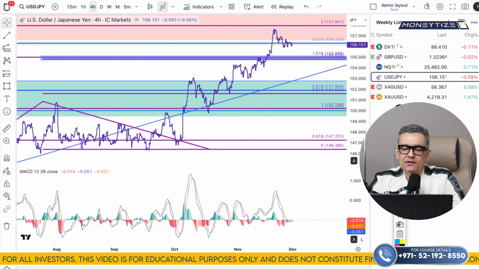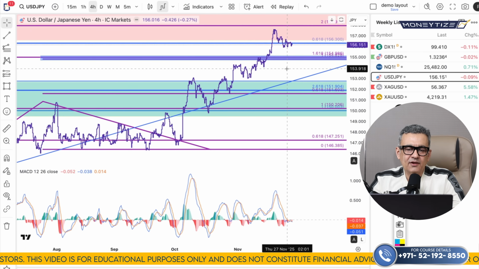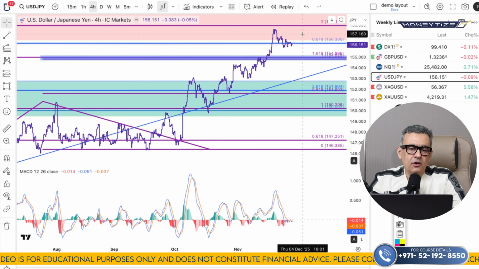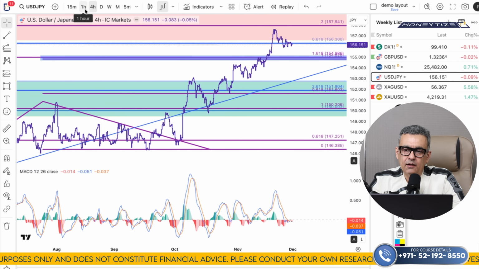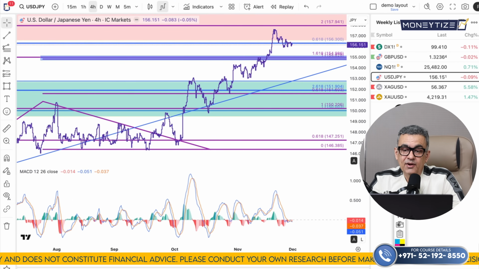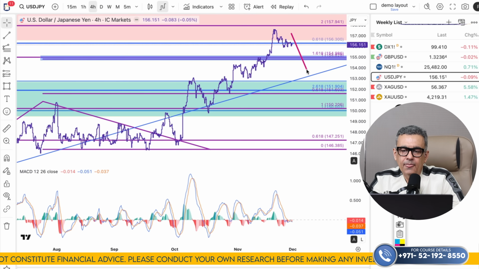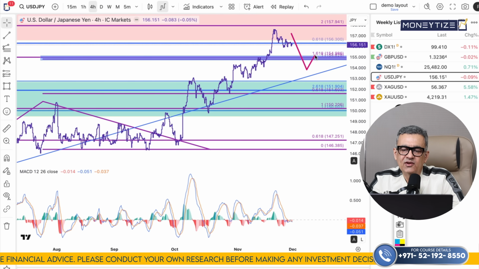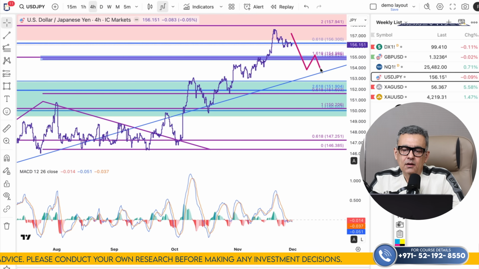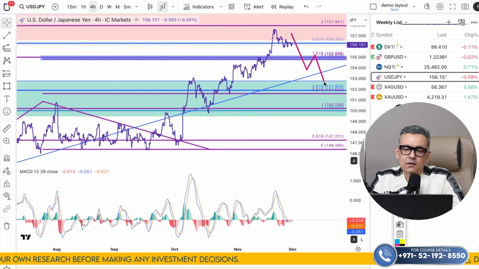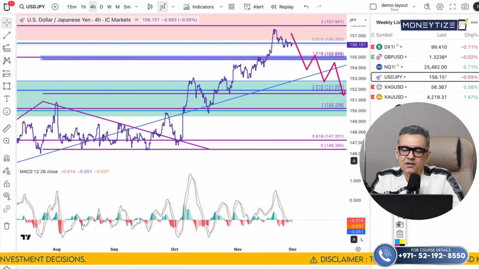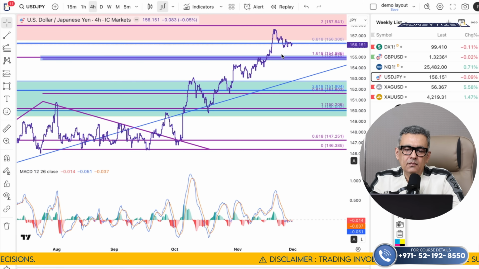Now, since dollar index has started showing signs of exhaustion, US dollar, Japanese yen to be traded cautiously. I'm still expecting one more leg up. Now, if it breaks below the rising trend line, or if it closes below 154.82 on a daily closing basis, then the bullish plan would be in trouble. So this would be the invalidation for the buying plan.